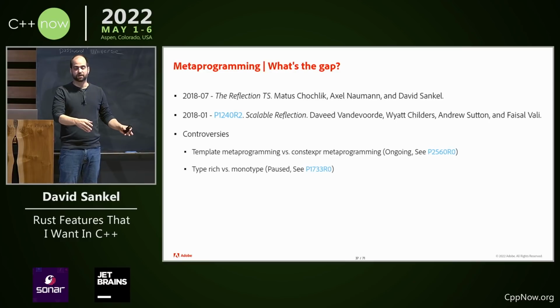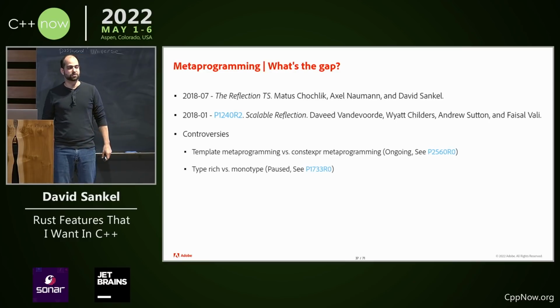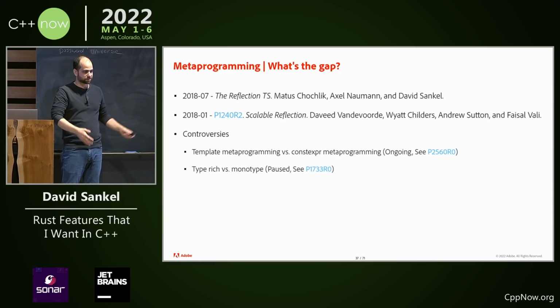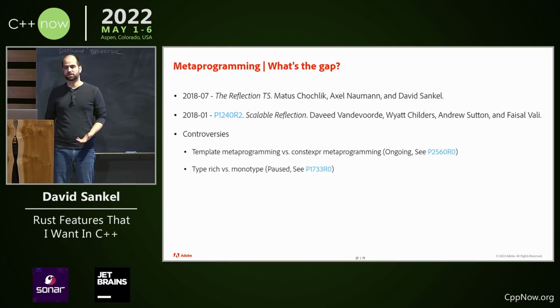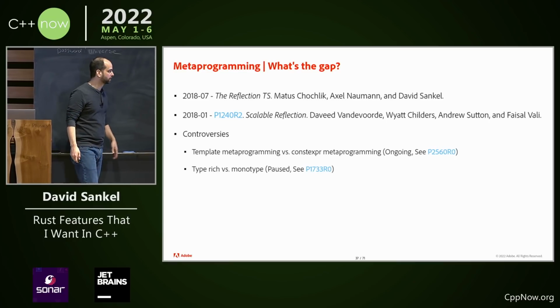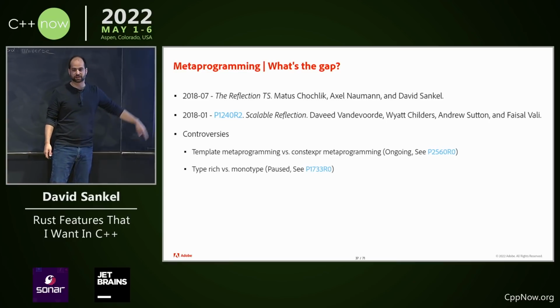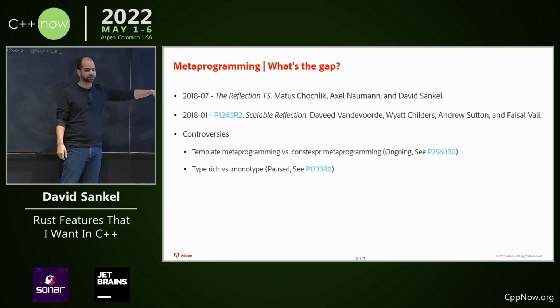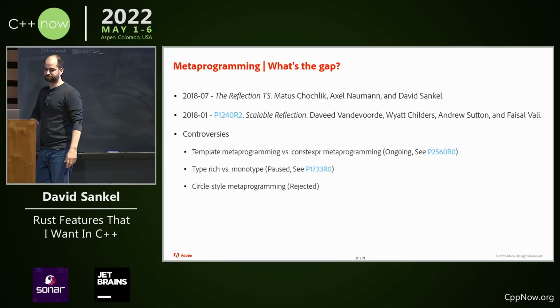A monotype approach is more you reflect on a type, you get a reflected thing. You reflect on a value, you get a reflected thing. It's like all the same type. So it's an API design question, and there's ongoing controversy, but this has been paused. I just haven't continued working on this paper. There was like a compromise paper, and that was it.